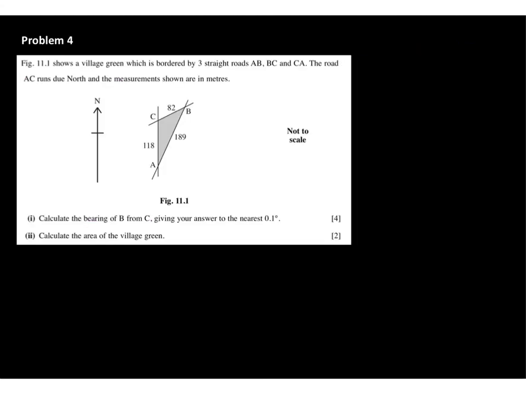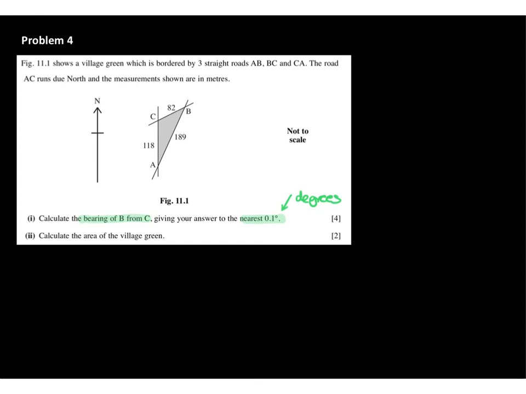So the last question is really interesting because it has a mixture of degrees and radians involved, so we need to be very careful with our calculator work. The diagram shows a village green which is bordered by 3 straight roads. The road AC runs north and the measurements are shown in metres. So part 1, calculate the bearing of B from C, giving your answer to the nearest 0.1 degrees. So look at that. The calculation is in degrees. Make sure your calculator is in degrees mode to start off with.